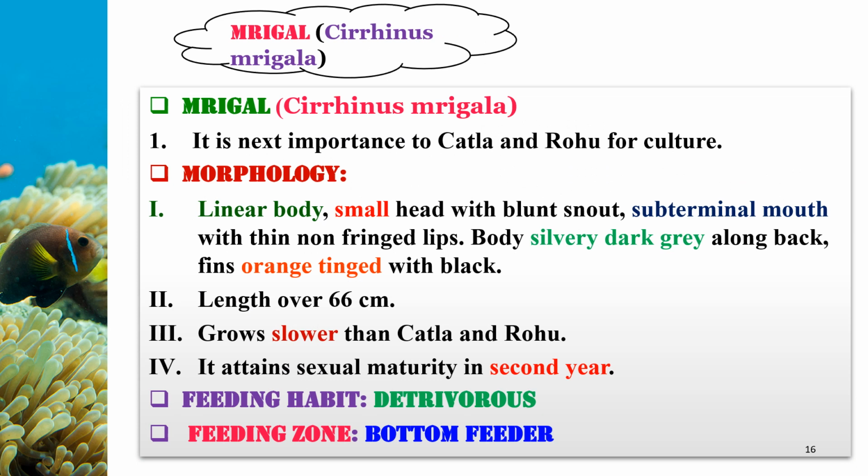The important fish next to Catla and Rohu is Mrigal. It has a downturned mouth, so it is a bottom feeder. It feeds on dead and decaying organic matter. Here the head is small and the body is linear. The color of the body is silvery dark grey and the fins are orange tinged with black. It is a slow growing fish and also attains sexual maturity in the second year.